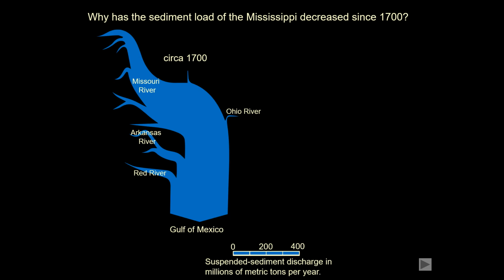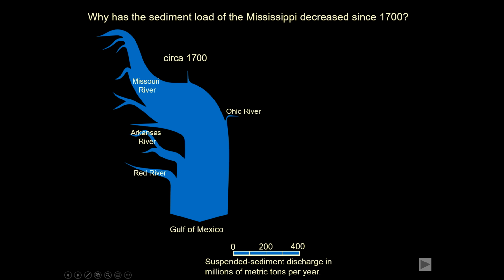So one question I have for you to think about: why has the sediment load of the Mississippi actually decreased since about 1700, since Europeans started arriving, I suppose, in North America, in the United States? In this diagram, the blue shows the sediment that's carried by the Mississippi River and the sediment contributed by its tributaries. So we have the Ohio River flowing in, we have the Missouri River carrying quite a bit of that sediment. The wider the line, the more sediment is being carried.